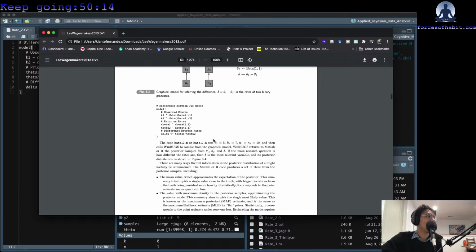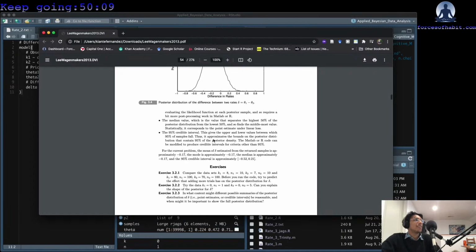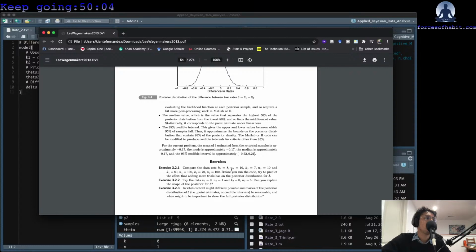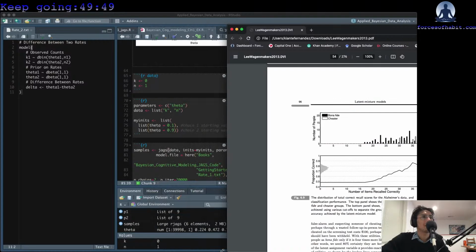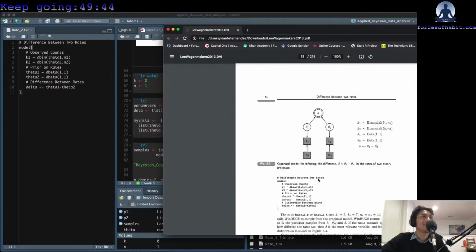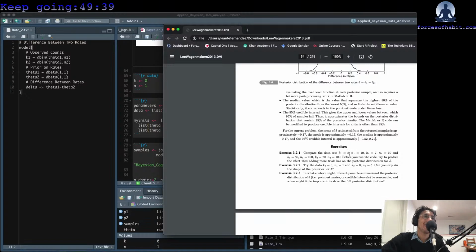Alright, where was I? Exercise 3.2: compare the data sets. I'm not sure if it's helpful if I show this or not. I don't want this to be confusing. I mean, it's already somewhat confusing. Alright, compare the data sets k=8, n=10, and k=7, n=10. So compare these two data sets. Try to predict the effect that adding more trials has on the posterior for the difference. Okay.